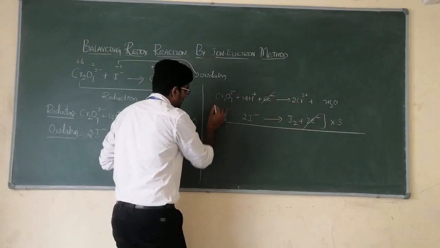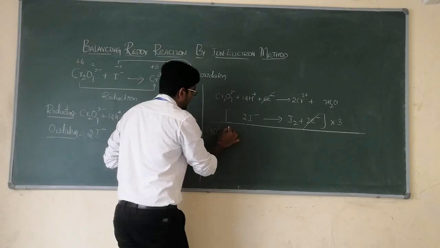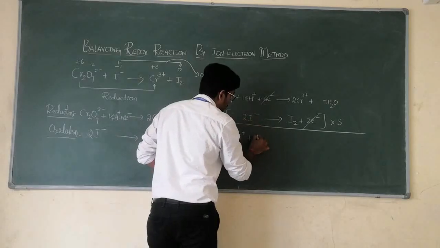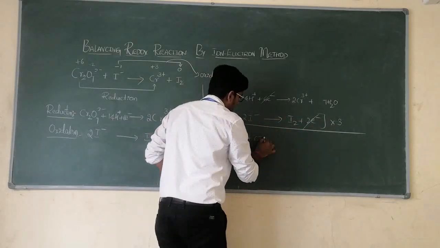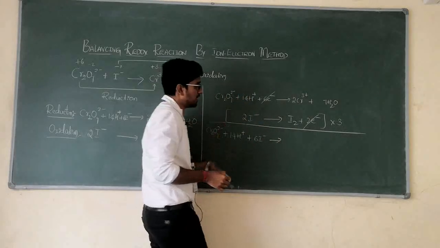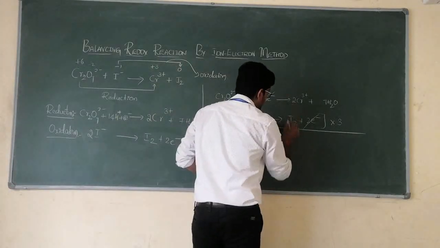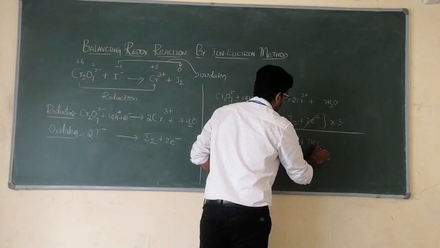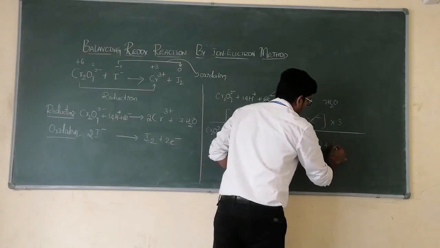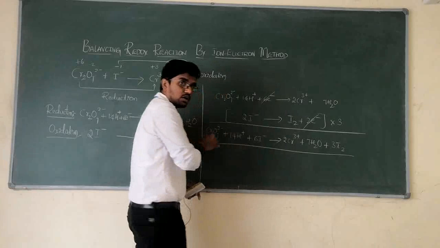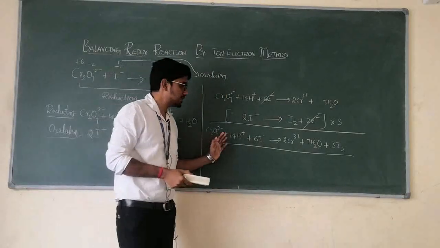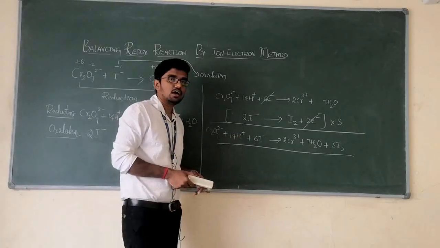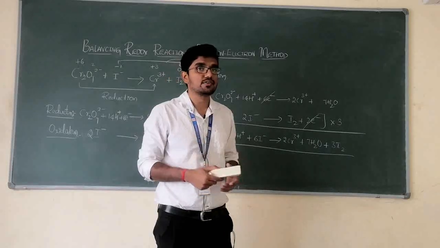Now let us add the equations. Here you have Cr2O7 2- plus 14H+ plus 6I- (3 times 2 is 6) forming, on the right hand side, the products 2Cr3+ plus 7H2O plus 3I2. Now this reaction is balanced. It is in acidic medium. The 14H+ ions indicate that the reaction is in acidic medium.